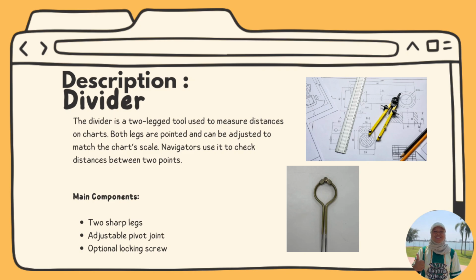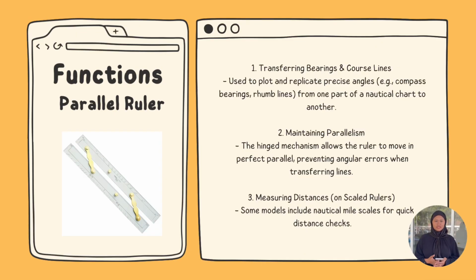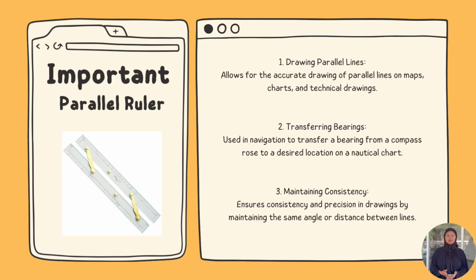For the functions of the parallel ruler, we have first transferring bearings and course lines. Second, we have maintaining parallelism, and third, we have measuring distance.